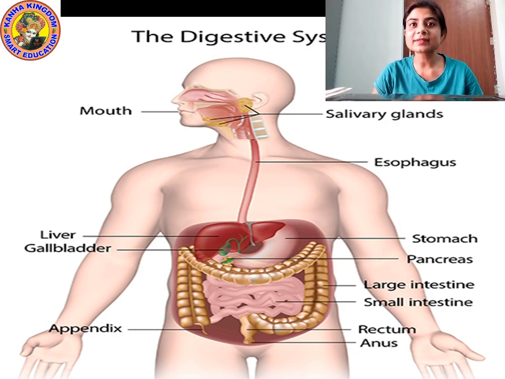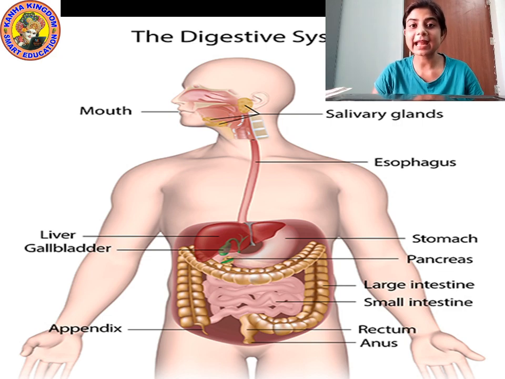Understood? Then comes the esophagus. Esophagus means the food pipe through which the food that you eat passes into the stomach. That food pipe is also called the esophagus, spelled E-S-O-P-H-A-G-U-S, or you can also spell it O-E-S-O-P-H-A-G-U-S. Then comes the stomach.